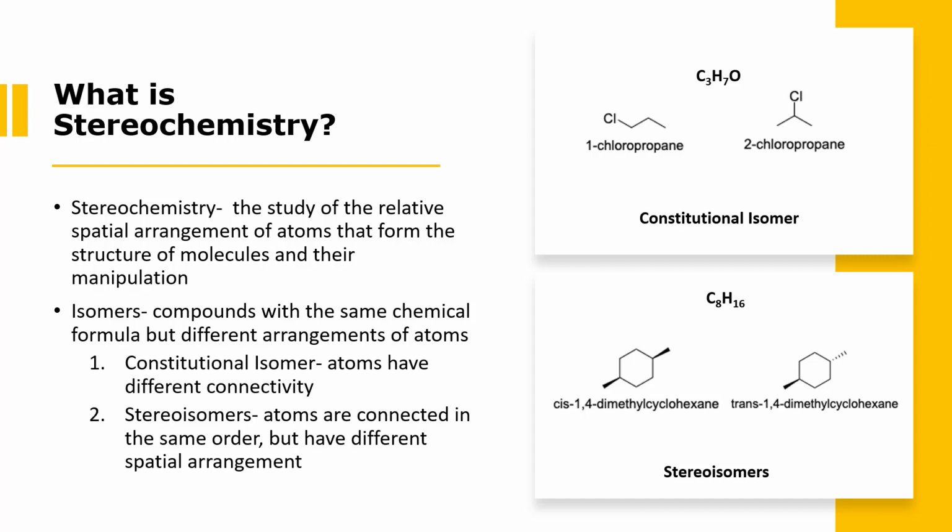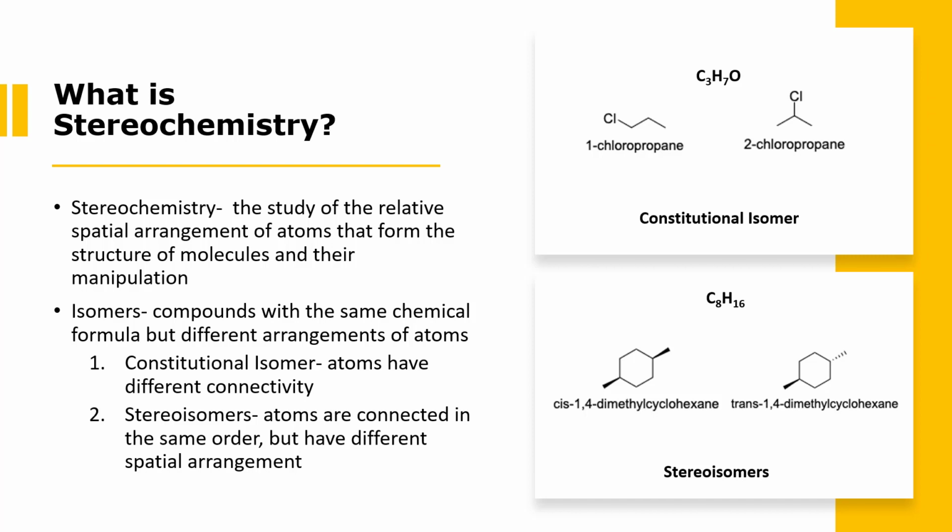Isomers are compounds with the same chemical formula but different arrangement of atoms. Isomers can be divided into two different categories: constitutional isomers and stereoisomers. Constitutional isomers have the same molecular formula but different connectivity. As you can see in the chloropropane example, the molecular formula for each molecule is identical, C3H7O. However, the connectivity is different.